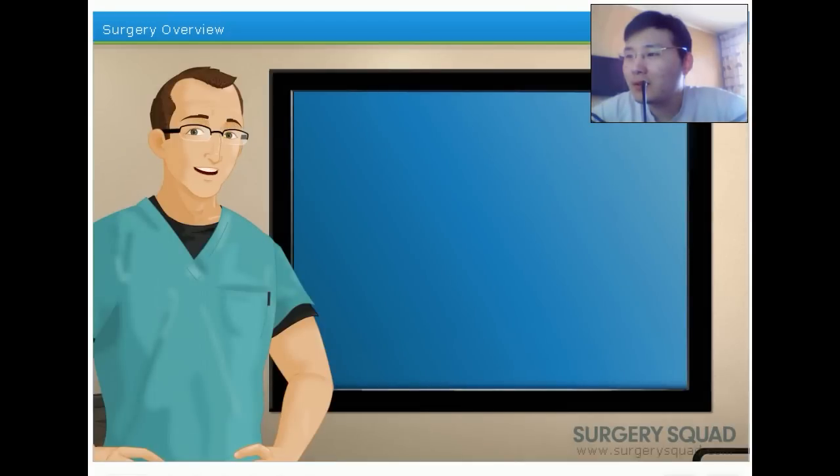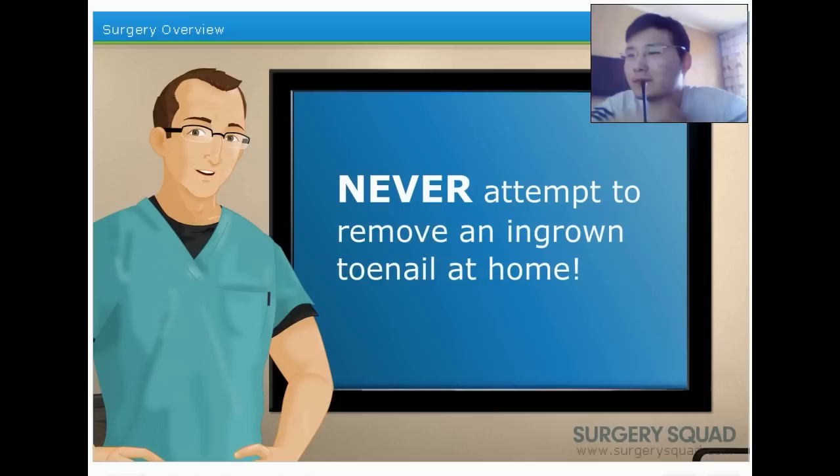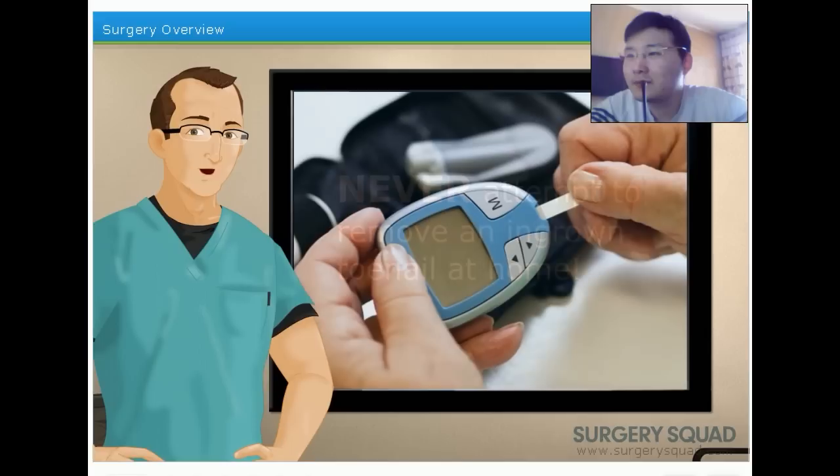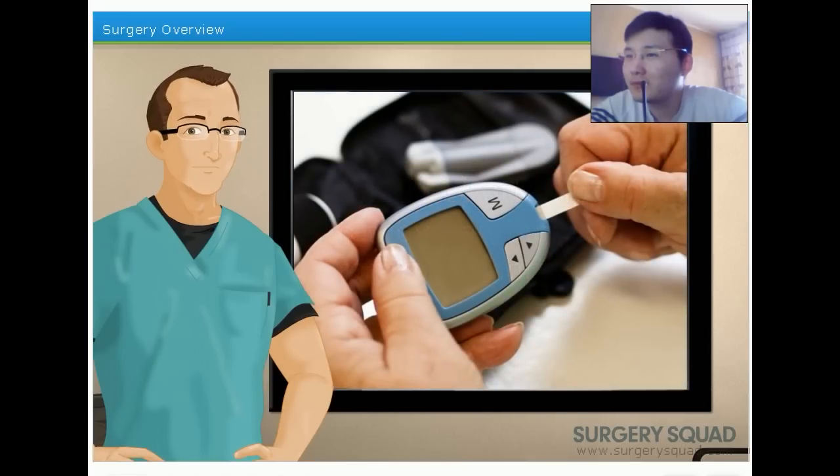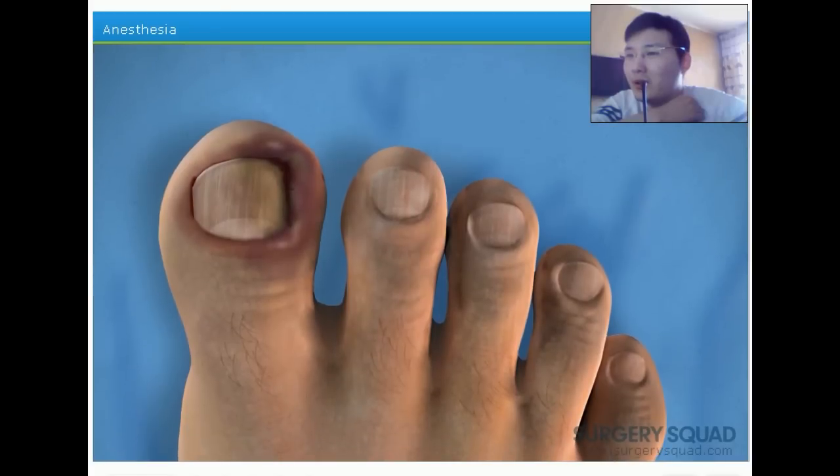There are some ways to treat an ingrown toenail at home to relieve some of the pain, but remember that you should never attempt to remove an ingrown toenail yourself. If you're a diabetic and have an ingrown toenail, it is recommended that you go to the doctor immediately. Now that you understand the causes of an ingrown toenail, let's put on our gloves and remove one. Our patient is ready, so let's begin by disinfecting the toe.